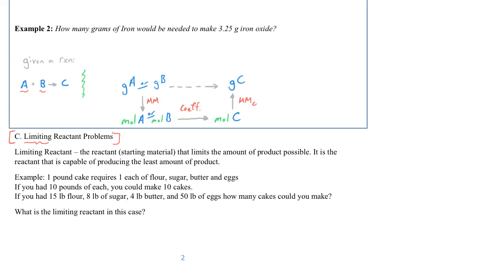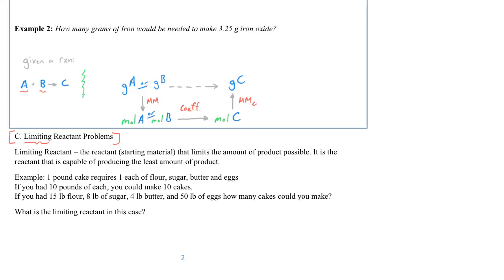Okay, a limiting reactant is a reactant or starting material that limits the amount of product that is possible. It is the reactant that is capable of producing the least amount of product. So here's a simple analogy. A recipe for pound cake is: if you have 1 pound each of flour, sugar, butter, and eggs, you can make a pound cake. So let's assume we had 10 pounds of each. We can make 10 cakes.